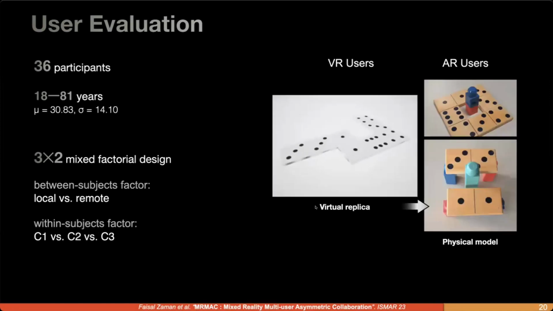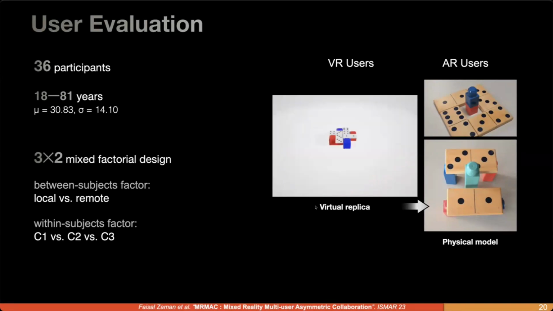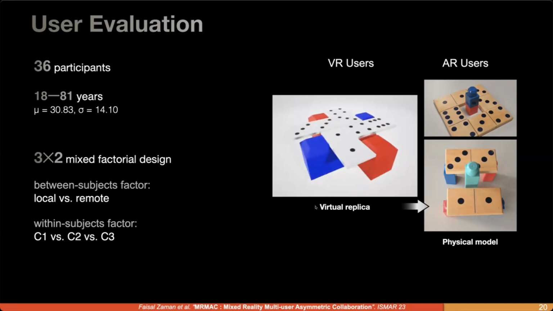For this study, we had a collaborative problem-solving task. For example, the VR user can see the virtual replica of what kind of model needs to be built, and the AR user, the local user, has access to the physical Lego model. The local user doesn't know what to build, but the VR user helps guide them to build.